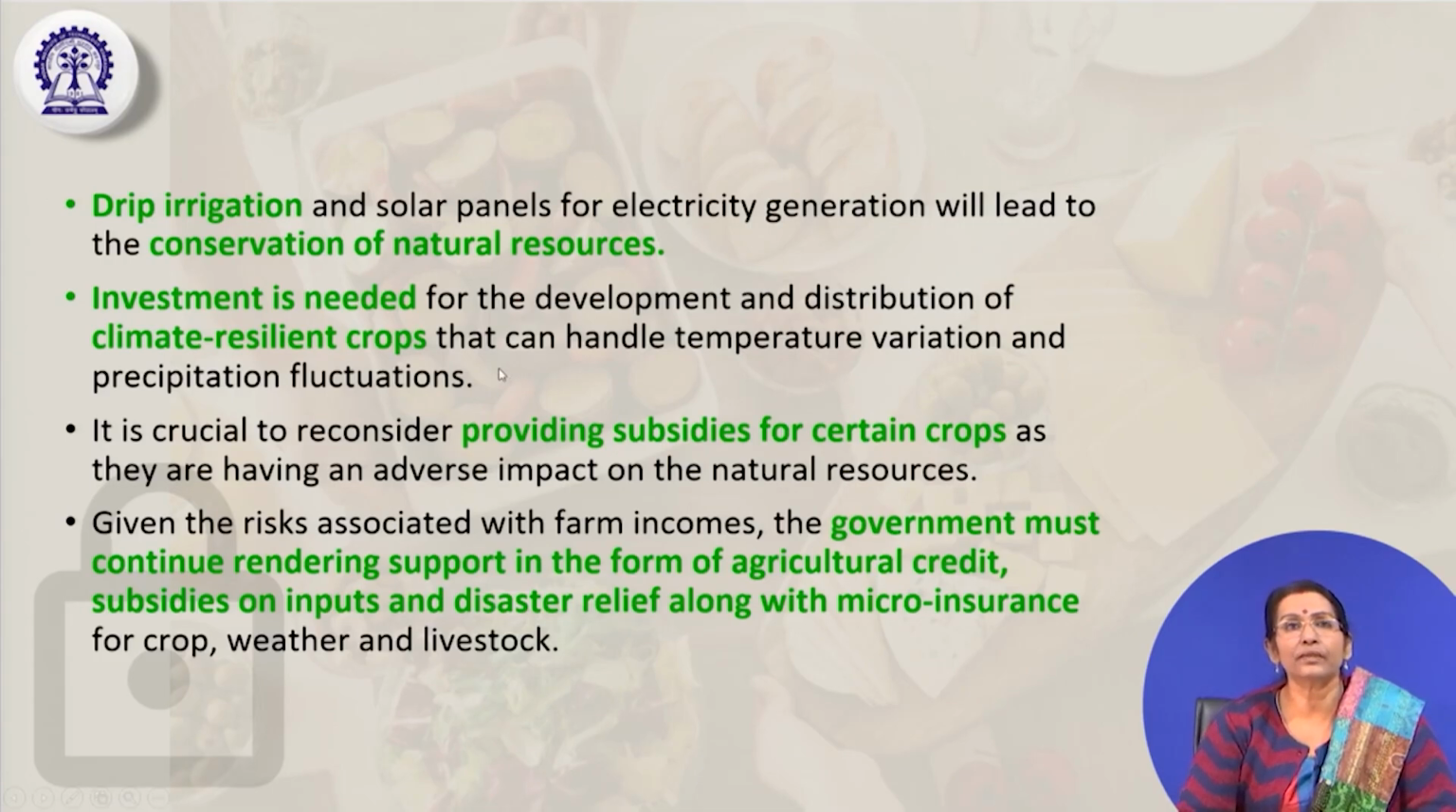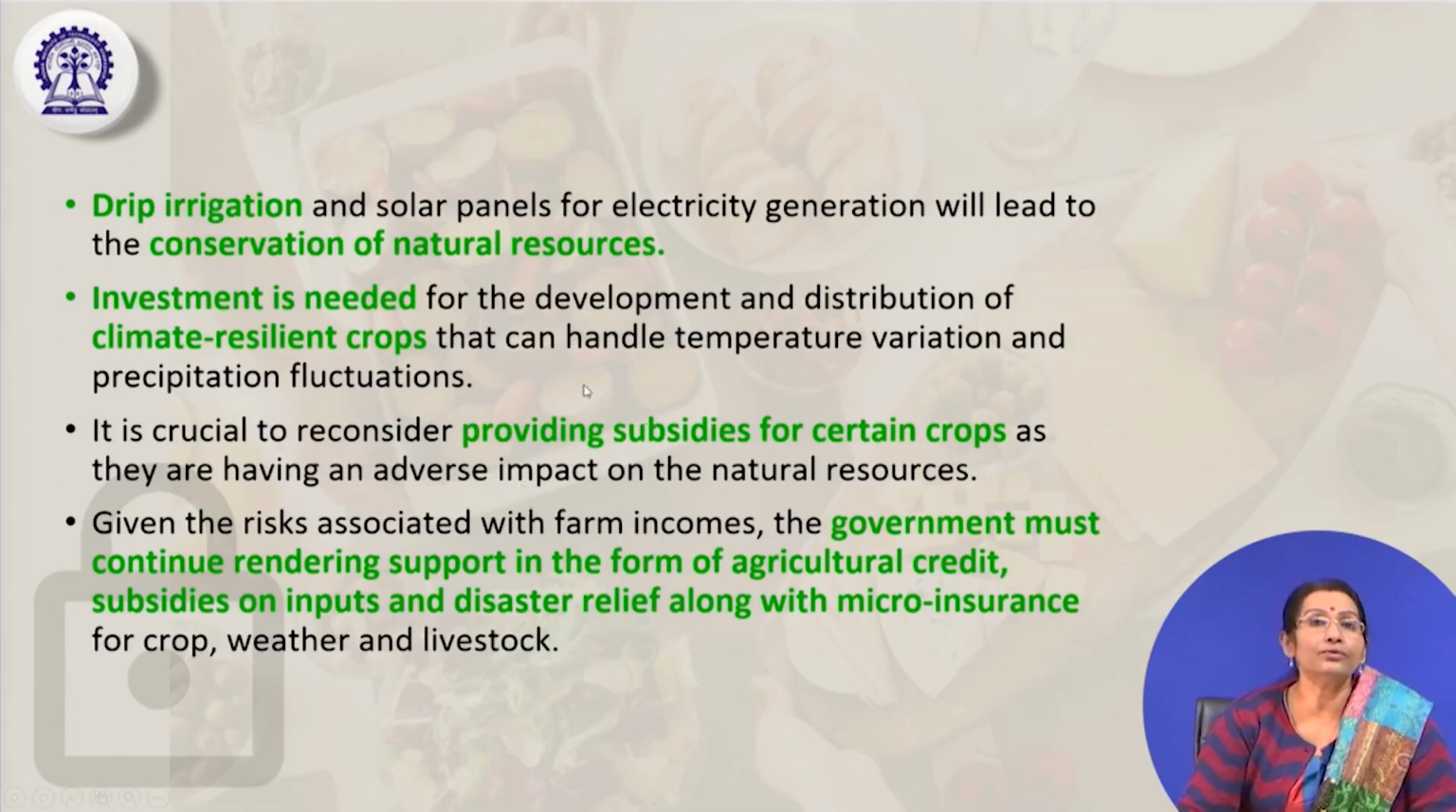Next, providing subsidies for certain crops to the farmers. Some crops can have an adverse impact on natural resources. So how do we reduce those negative impacts, such as soil erosion or deteriorating soil quality? We have to reconsider and evaluate again before providing subsidies for certain crops.